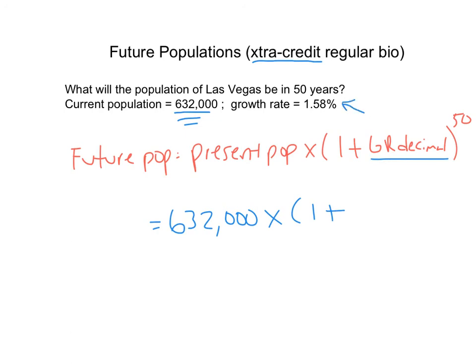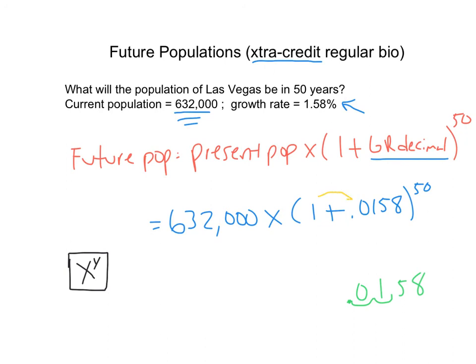Now look, that growth rate is still a percent, so we got to convert that into a decimal. 1.58%, to turn that into a decimal, we go over once, twice, and we get 0.0158. So it's going to be 1 plus 0.0158, and then to the power of 50 to go 50 years in the future. All right, so first, what's 1 plus 0.0158? Well, of course that is 1.0158.